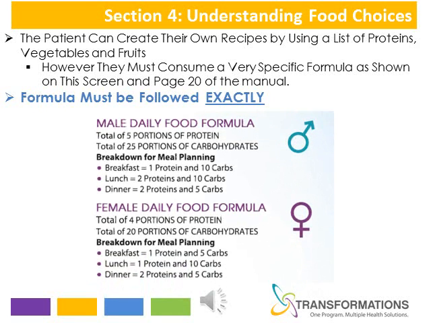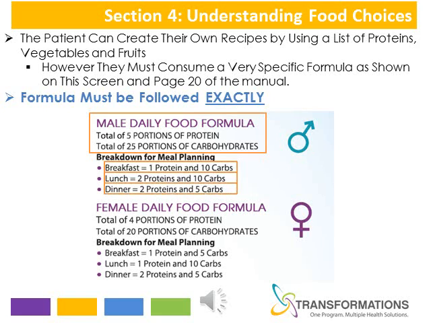Here is the formula of how many portions of protein and carbohydrates can be consumed on a daily basis for men. 5 portions of protein and 25 portions of carbohydrates. The breakdown of how many portions can be consumed at breakfast, lunch, and dinner are 1 protein and 10 carbs for breakfast, 2 proteins and 10 carbs for lunch, 2 proteins and 5 carbs for dinner.